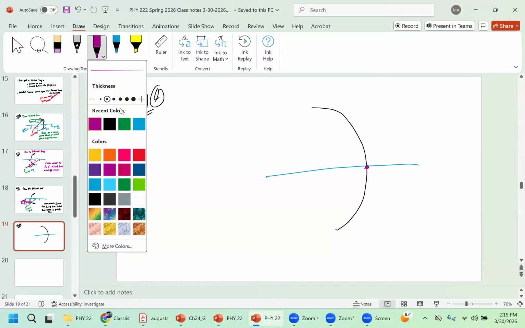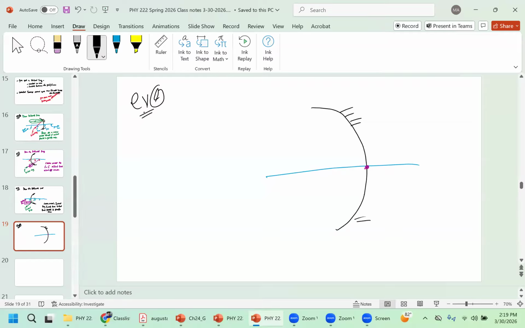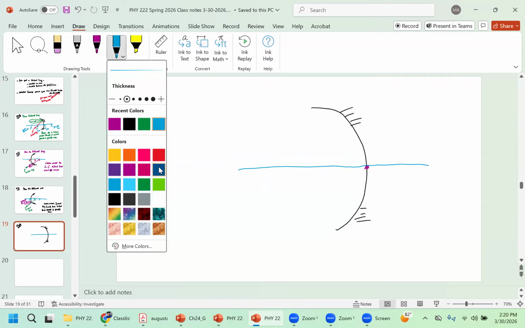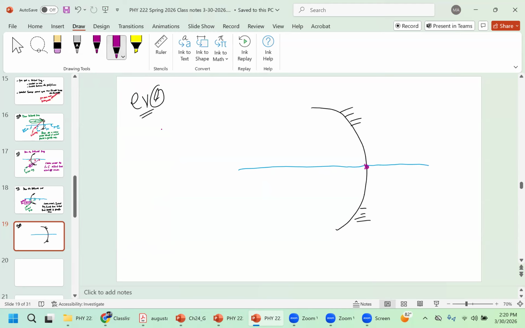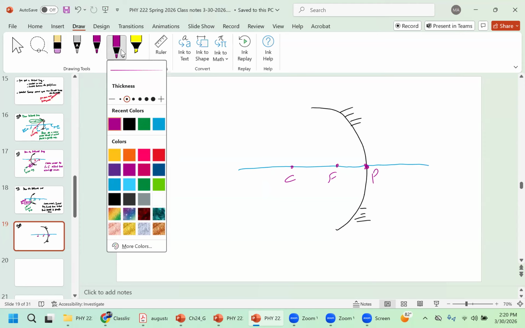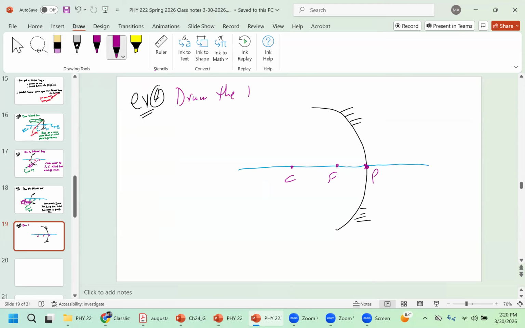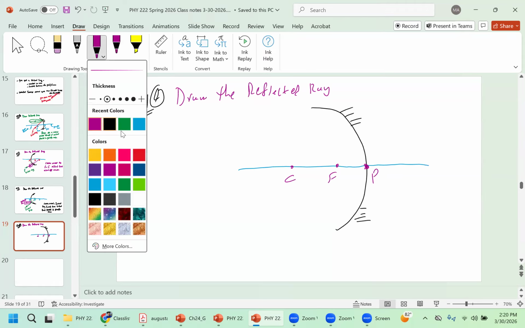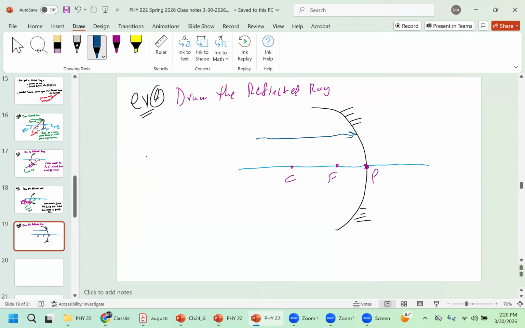So let's say here's our dull side. Here's P, here's F, here's C. So let's say you got a reflected ray, incident ray going this way.